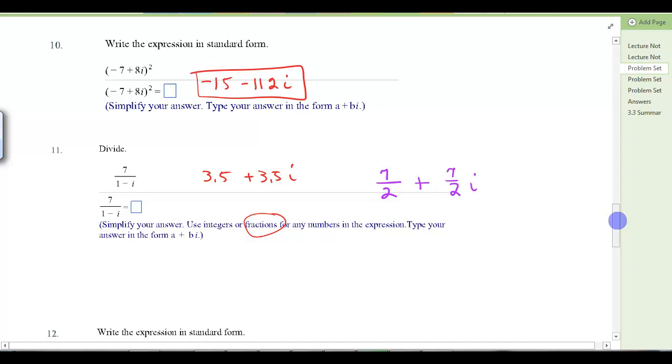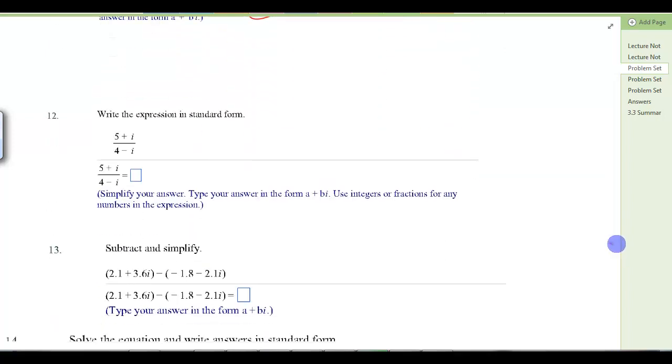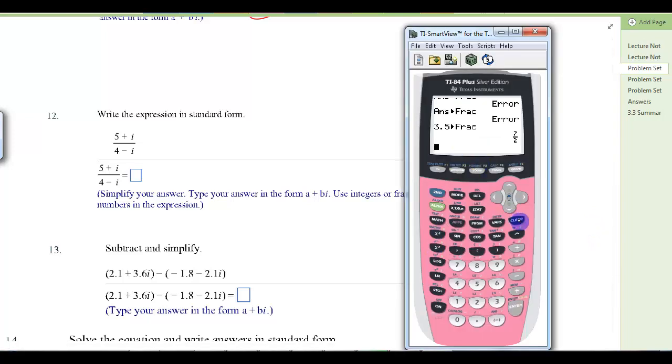Okay, let's try number 12. Let's see what happens on the calculator. Parentheses, 5 plus second decimal, divided by open, 4 minus second decimal, close.